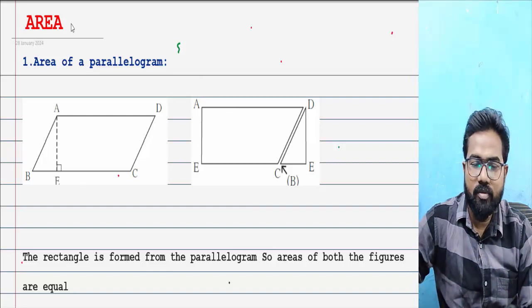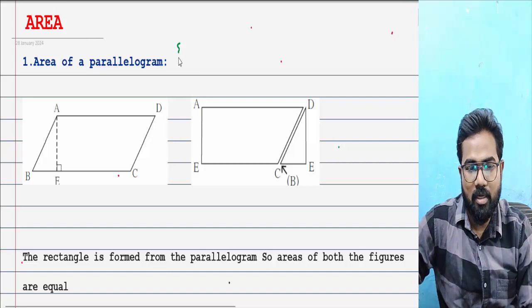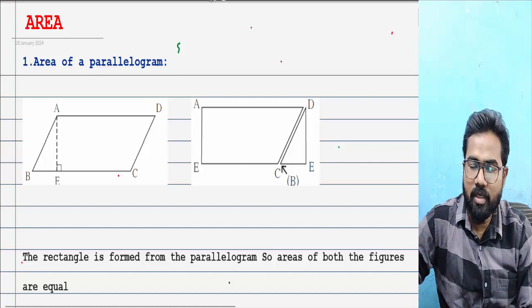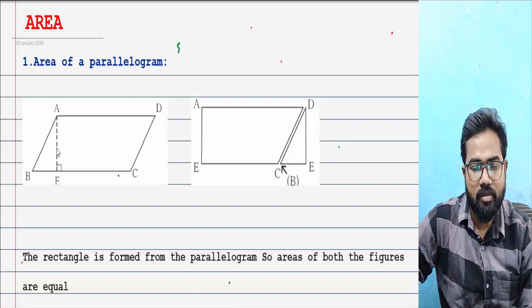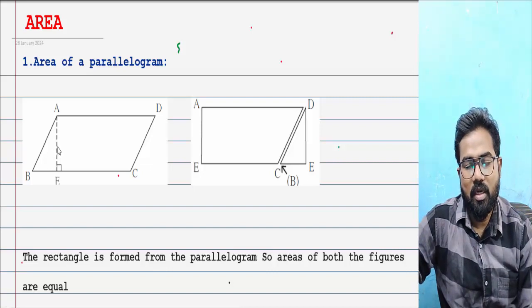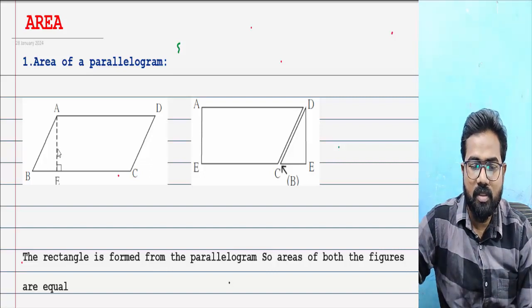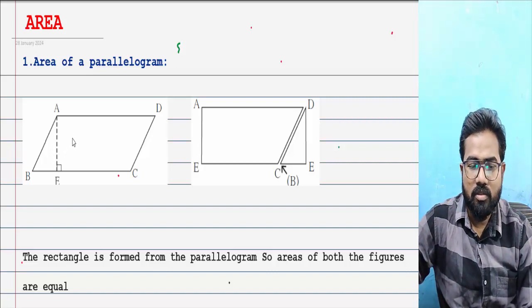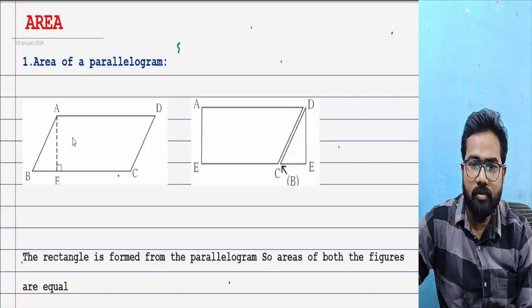So students, before that let us discuss what a parallelogram is, and after that we will go for the area of the parallelogram. A parallelogram is nothing but a figure of four sides, where opposite sides are parallel and opposite angles are congruent. Is that clear? So it is a region bounded by four sides, opposite sides are parallel and opposite angles are congruent.